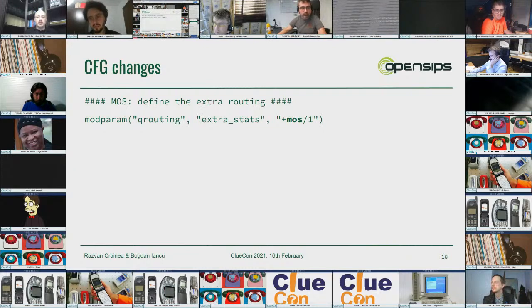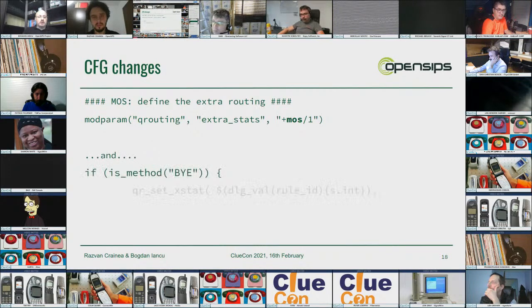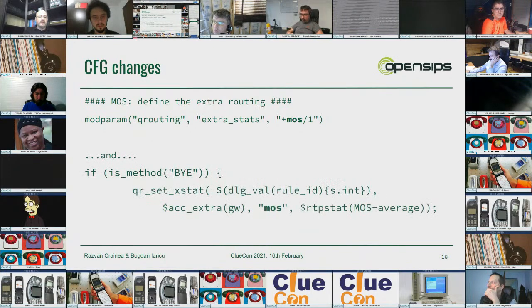And then what you have to do is just to feed this MOS statistic into the module, because again, the module doesn't know how to fetch or compute this value, so it relies on you at the script level to compute it and just feed it into the module. In this example, what we do if we have a buy request, we use the quality routing set extra statistic.